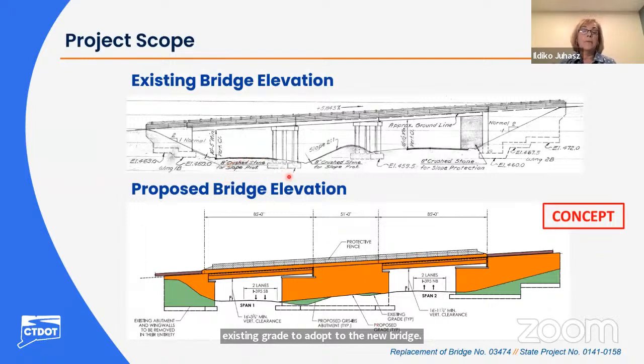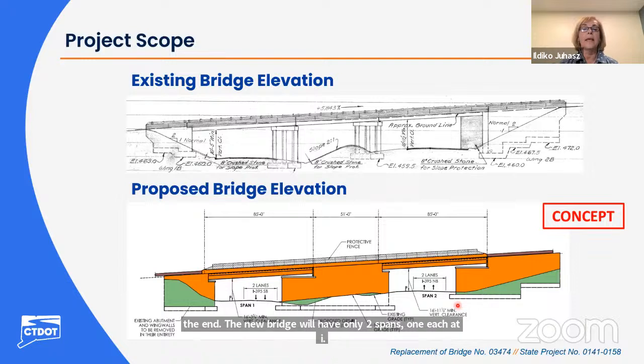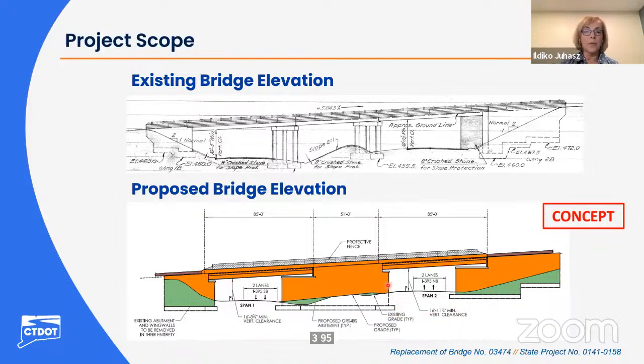So looking at the elevations, the existing bridge has 3 spans, one over I-395 southbound lanes, one over the median, and the third one over I-395 northbound. It has 2 concrete piers in the median and 2 abutments at the ends. The new bridge will have only 2 spans, one each at I-395 southbound and northbound, and it will have a common abutment in the median. This proposed layout eliminates the need for constructing 2 reinforced concrete center piers.